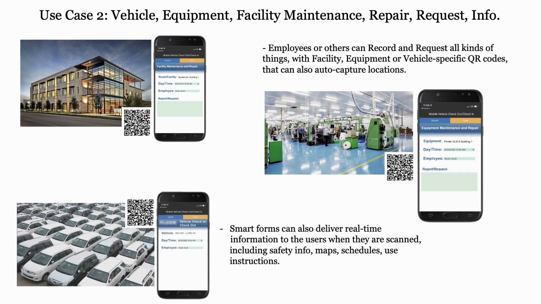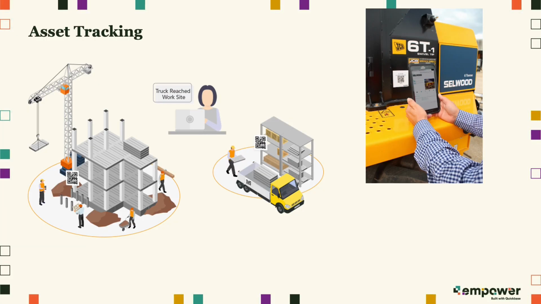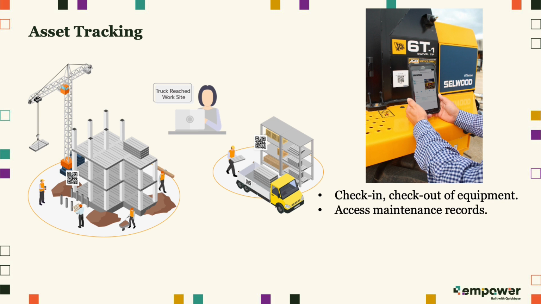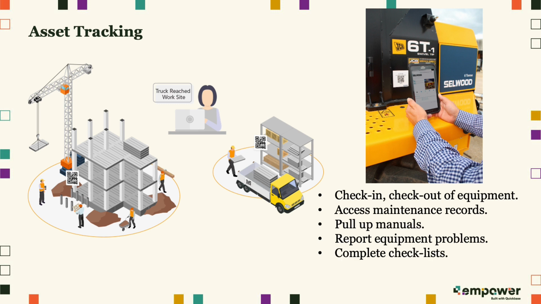All these and other uses for the new mobile form capability we're enabling here extend your Quickbase as a source system into the mobile and physical workplace and world in remarkable ways. You get into asset tracking on the construction job site or elsewhere, so you've got check-in and check-out of equipment, whether it's mobile equipment, for instance. You've got access to maintenance records through QR codes on the equipment themselves. You can pull up manuals, operating instructions. You can report equipment problems with the mobile forms behind those QR codes, complete checklists, and have real-time recording of measurements and other things that you need.